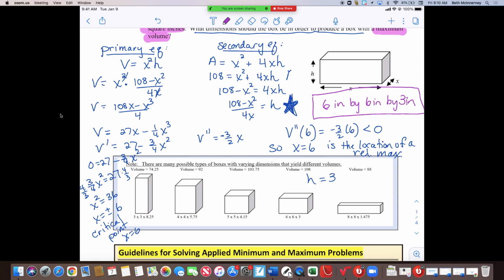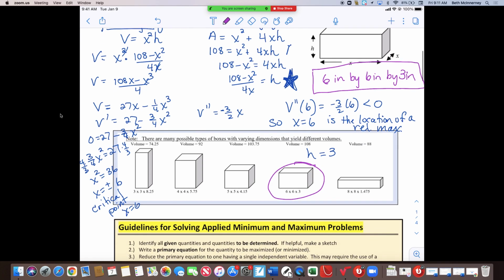Note, there are many possible types of boxes with varying dimensions that yield different volumes. But there's only one that will maximize it, which is the one that we got right here, this 6 by 6 by 3. This is really cool. Super cool.